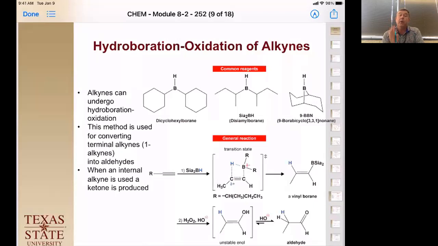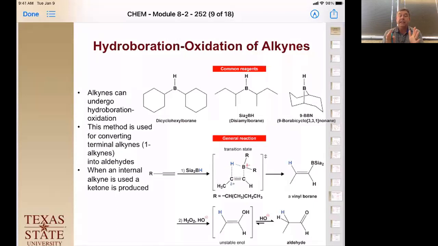Okay, remember when we did hydroboration oxidation reactions, we used borane, which was boron with 3 hydrogens. And all 3 of those hydrogens reacted with an alkene, and then we had to oxidize them off to get our alcohols. When we do reactions with alkynes, we use very specific boronating reagents that only have 1 hydrogen to react, okay?